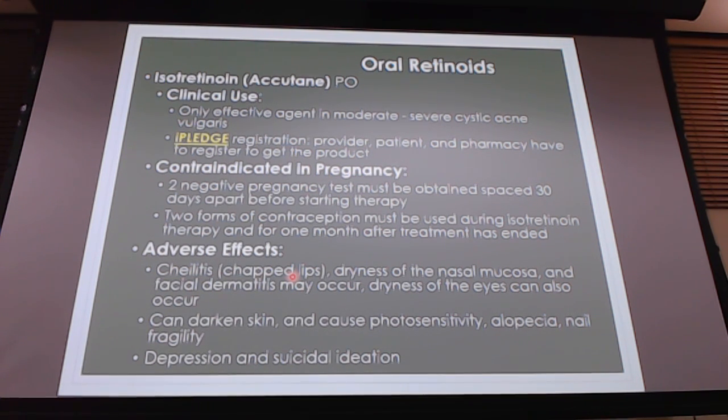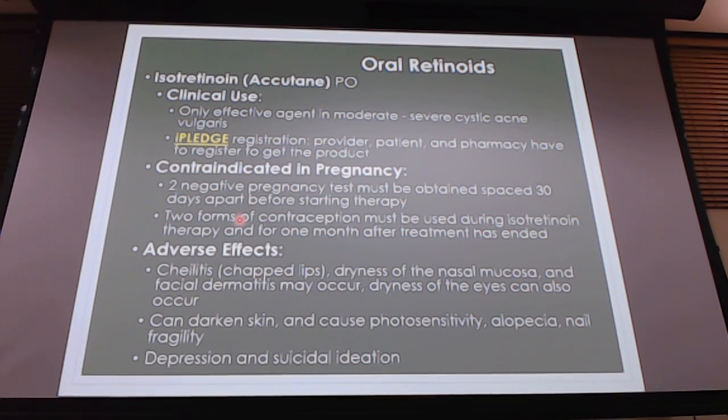There is what's called an iPledge program. iPledge is a REMS program to say, hey, we need to make sure that the patient, the provider, and the pharmacy are all in the loop, and the patient is counseled on the seriousness of this medication, monitoring that's required while they're taking the medication, and the fact that they cannot get pregnant while they're on this medication. Okay? So contraindicated in pregnancy, 2 negative tests that are spaced 30 days apart before they're starting therapy, because they're trying to definitely make sure that that patient is not pregnant.